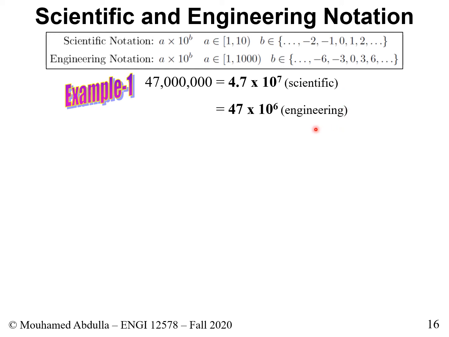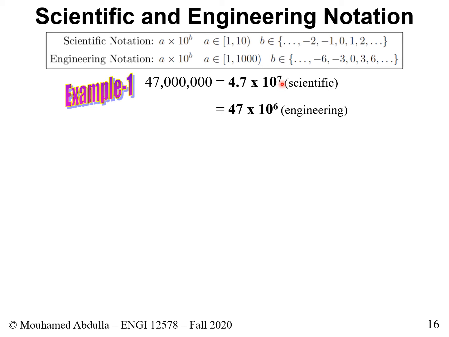In engineering notation, it's the same rule. Essentially, you represent a value, and you have to represent it in the format of a times 10 to the b, where a is a value that is equal to 1, but less than 1,000. So now you have a greater range for a. And in addition to this, you also need to make sure that the value for b is a multiple of 3. So b can only be multiples of 3. So a 7 here would not work in engineering notation. It is not a multiple of 3.